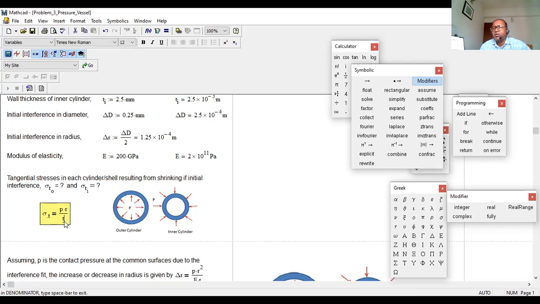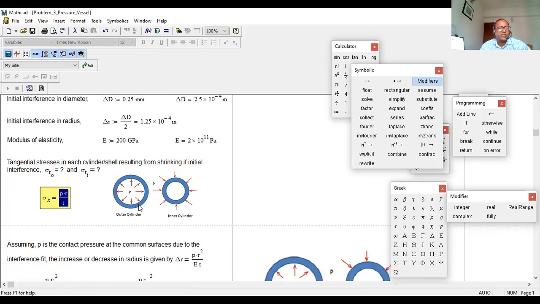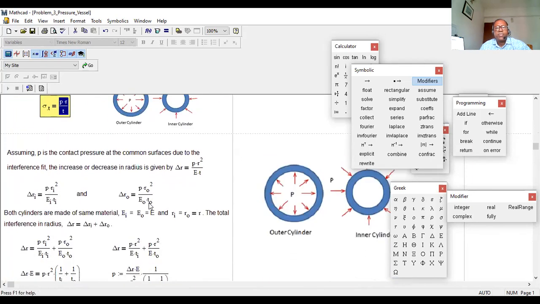We know for all the cylinder, but we don't know the contact pressure. That we need to figure out first. So how the contact pressure? Due to contact pressure, the radius of one cylinder has to decrease, the radius of the other cylinder has to increase. But the summation of the two will be equal to the total interference. So this is the formula.